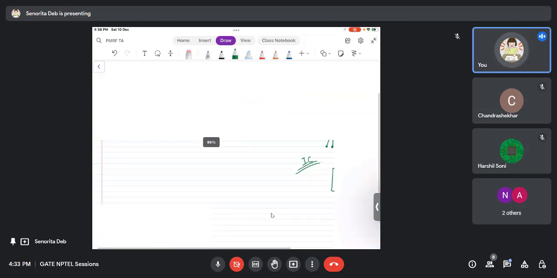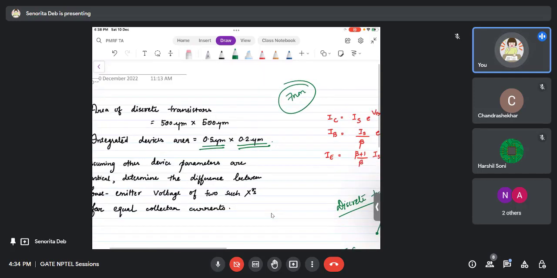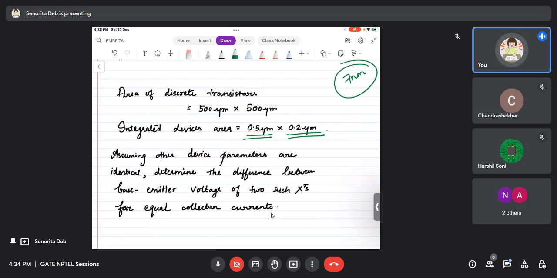So the area of discrete transistors is more, obviously. You can see it is 500 microns, 1,000 times the 0.5 micron of integrated devices. And even 0.5 micron is very big; in nanometer technologies they have now started using FinFETs, which are 7 nanometers. Anyway, integrated devices are 0.5 micron into 0.2 micron, and the area of discrete transistors is 500 micron into 500 micron. Assume all other device parameters are identical.